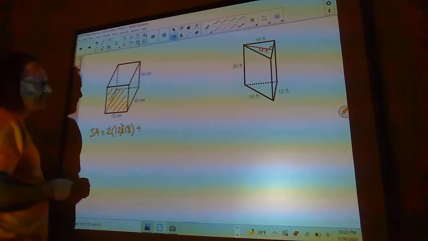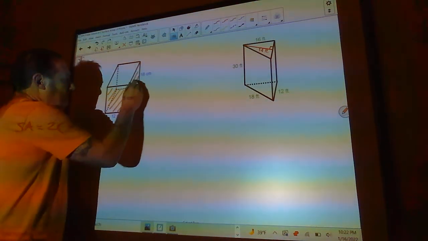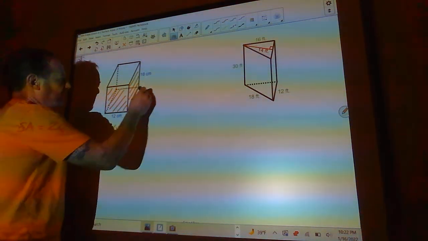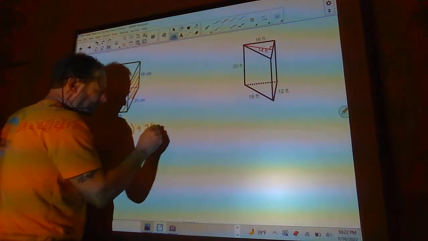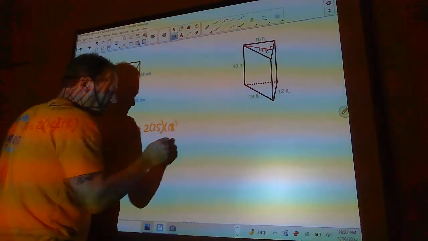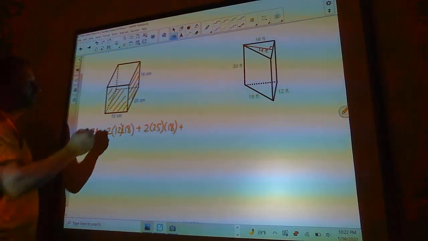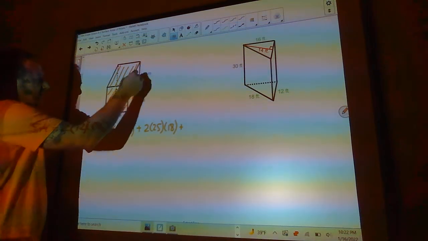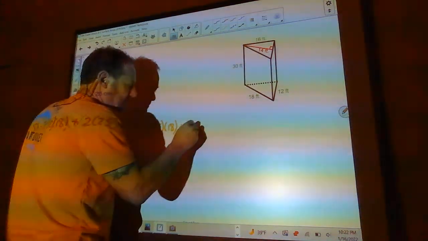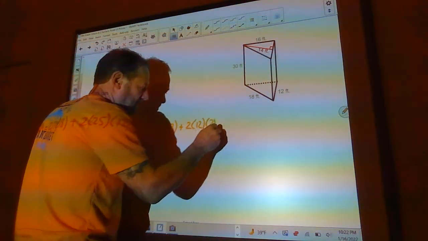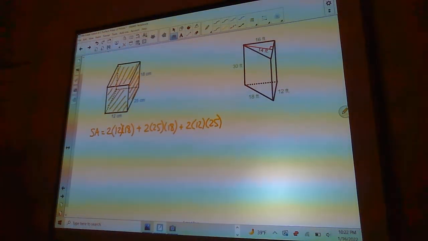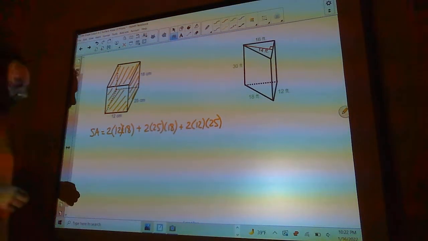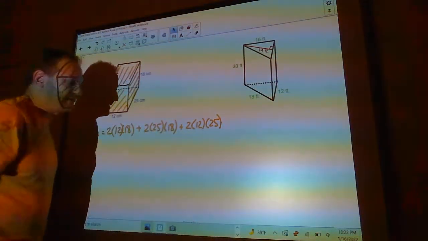Okay, plus. Now I'm going to do the right side. So the right side is 25 by 18, but there's 2 of those. And then there's the top. That's going to be 12 by 25, and there's 2 of those. Because the top and the bottom are identical. Okay, this would be something I would probably get my calculator app out for. So let's do that real quick.